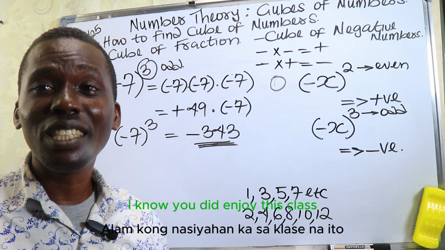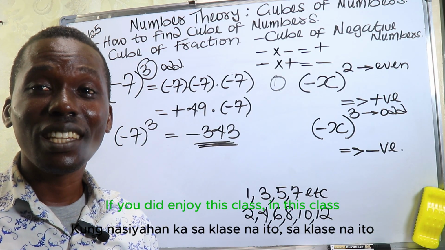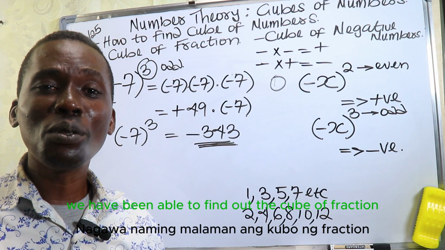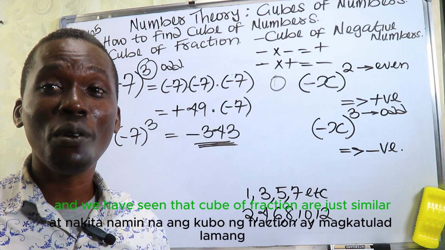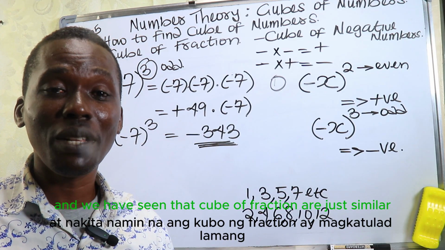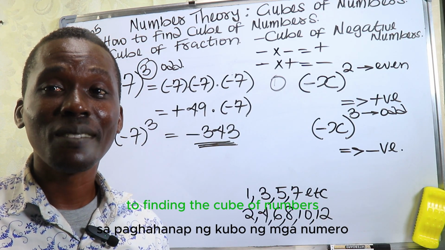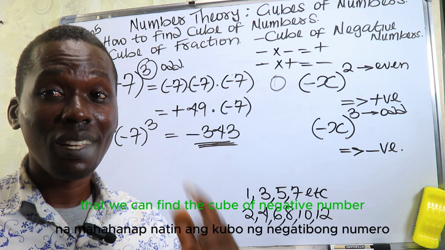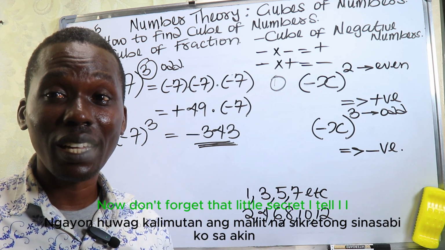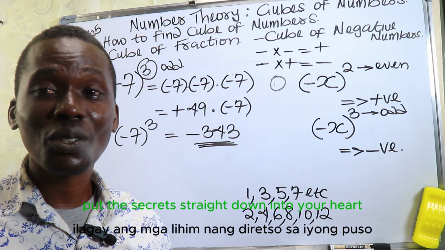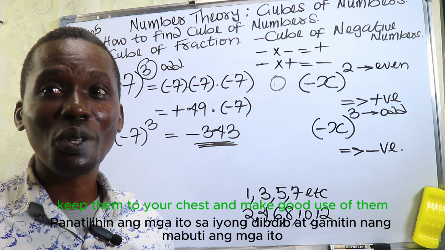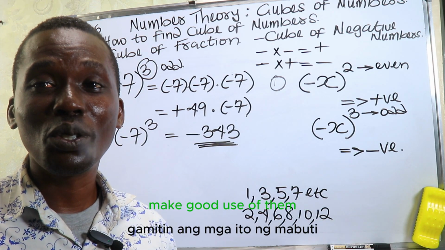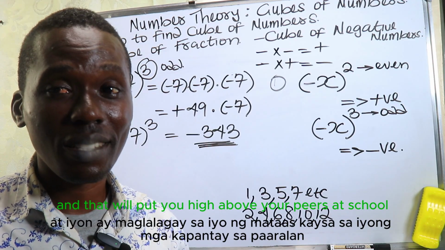I know you did enjoy this class. In this class, we've been able to know what the cube of numbers are. We've been able to find out the cube of a fraction, and we've seen that the cube of a fraction is just similar to finding the cube of numbers. And we've also come to know that we can find the cube of a negative number. Now, don't forget that little secret I just told you. Put those secrets straight down into your heart. Keep them to your chest and make good use of them whenever you are asked to, and that will put you high above your peers at school.